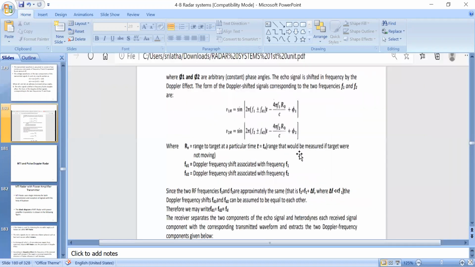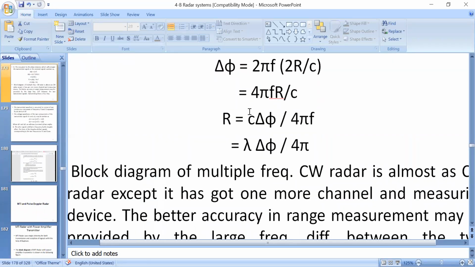See here, these are the shifted frequencies. This is the actually received information at the continuous wave radar receiver, right? This received information is processed, and the phase difference between these two signals is calculated. By substituting the phase difference as shown here, you can easily measure the range value. So I think now you are clear how we calculate the range information by using multiple frequency continuous wave radar, right?